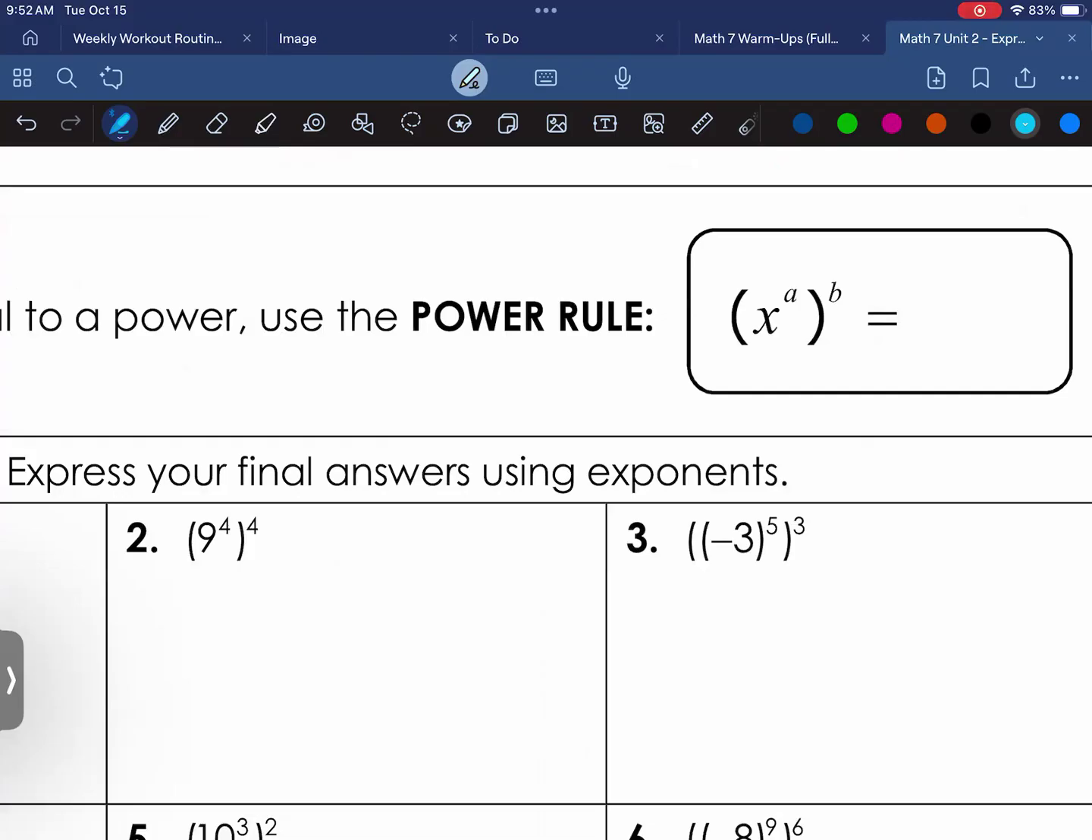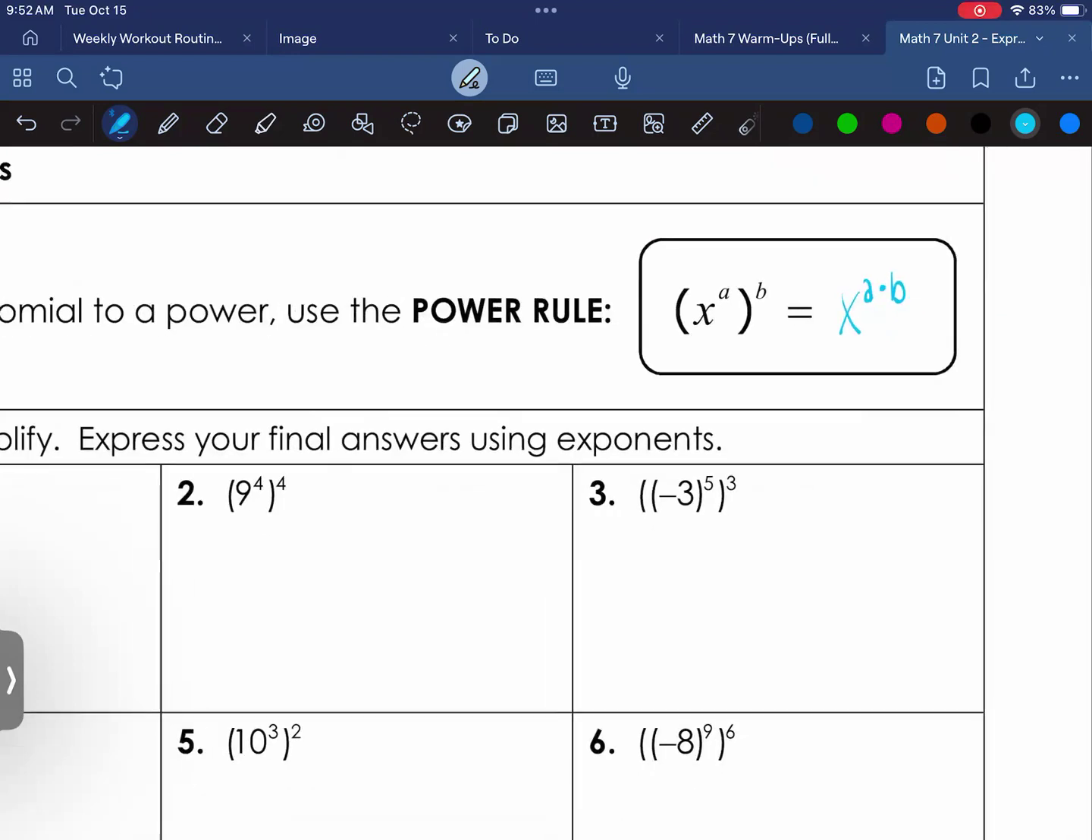When you have x to the a to the b, you are going to, oops, my pen's not, okay, there we go. X to the a times b. So when you have, and write this down, when you have a power to another power, you will multiply the exponents together. Okay?